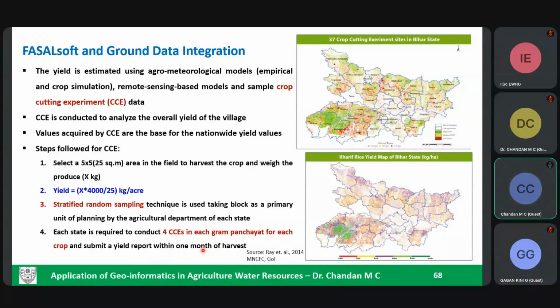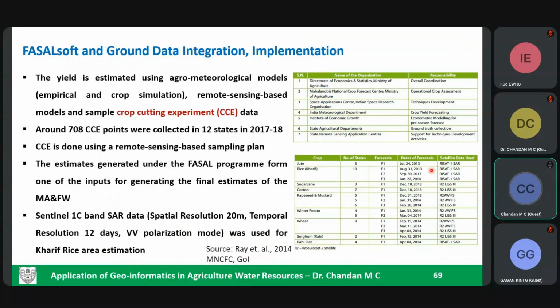In a village you can take the agriculture land, and that data will be given to the panchayat, and it will be collected by the district, then given to the state level, and so on. So you can imagine the yield estimation is one of the major exercises by the ministry. Some of the implementation authorities are the Economics and Statistics Directorate, Mahalanobis MNCFC, which is the backbone of FASAL, and also the India Meteorological Department, etc.